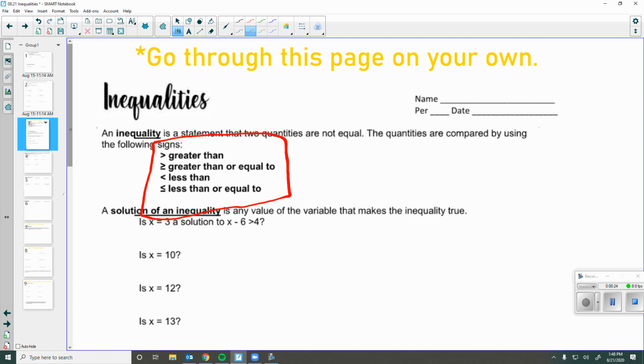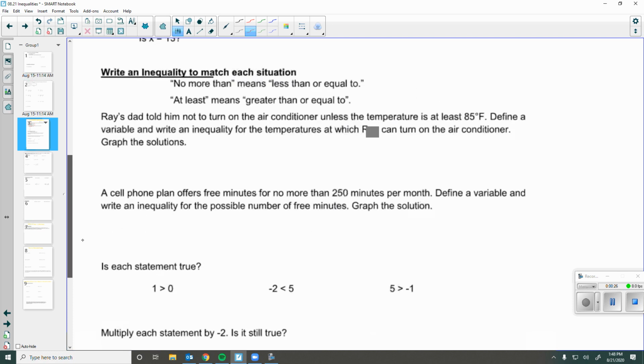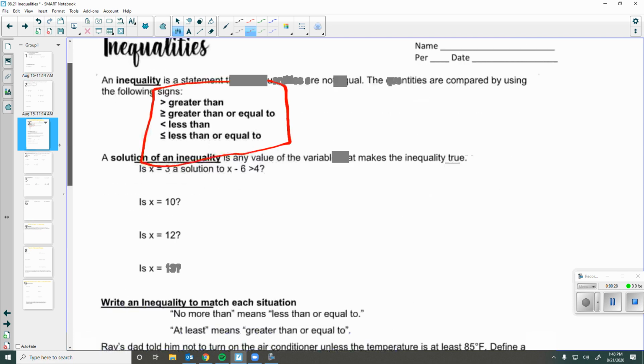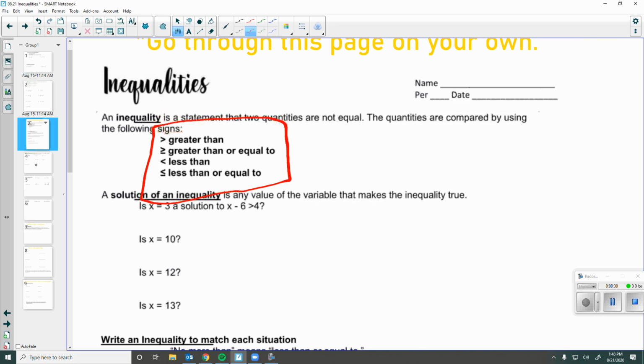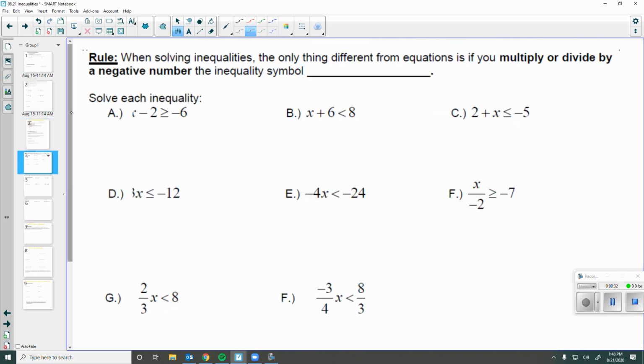So we're actually going to skip this page. You can go through and work on it if you would like to, but we're going to skip over it. You can check the key on Canvas. And we're going to solve some basic inequalities first, and then we'll go through the rest. The big thing, the only difference between inequalities and equations when it comes to the steps of solving, is that if you're multiplying or dividing by a negative number, the inequality symbol will flip.